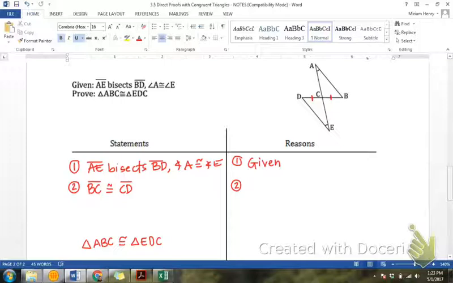Katie, why do we know that those two are congruent? What's your reason there? Katie has written definition of segment bisector. She has a bit of a cold, so I'll say it for her. But on her paper, she wrote definition of segment bisector. So we'll go ahead and write definition of segment bisector.